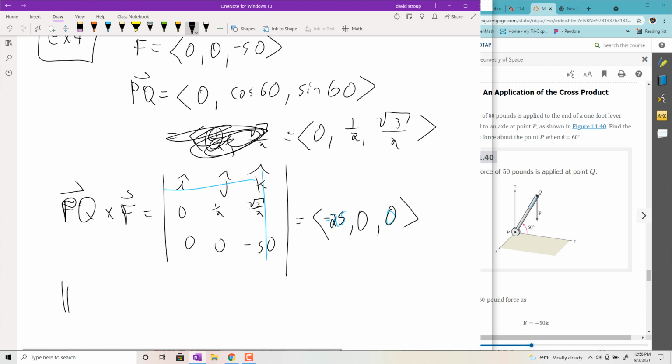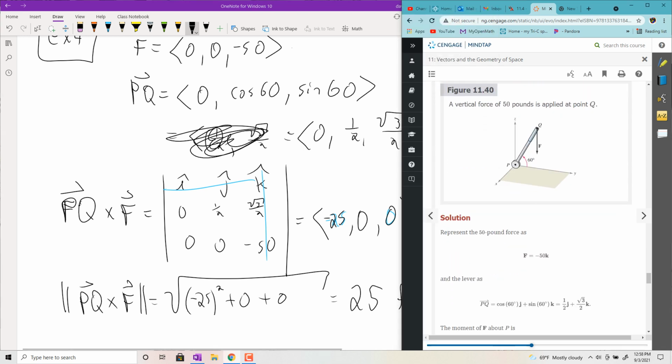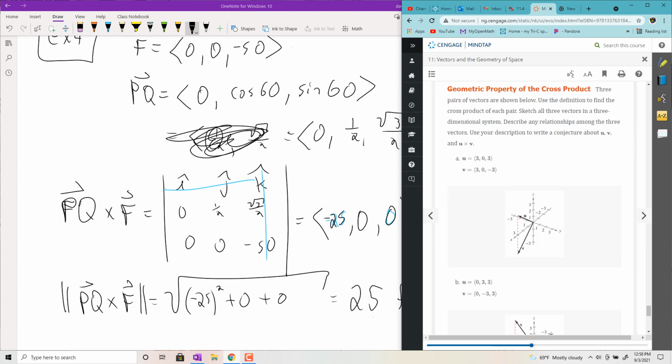If you take the magnitude of this moment vector, it equals the square root of -25 squared plus 0 plus 0, which is the square root of -25 squared, which would be 25 foot-pounds. Okay, we're good. I think that's about it.